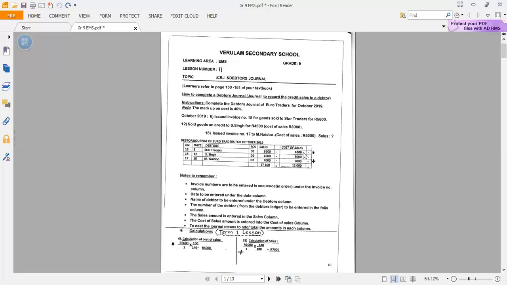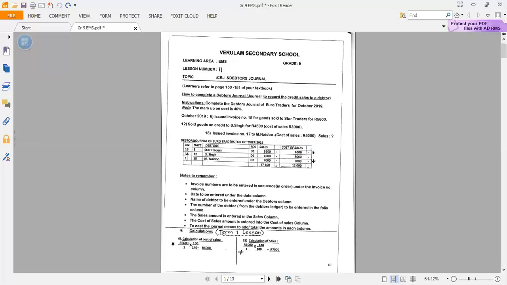Let's go on to the next transaction on the 12th. They say sold goods on credit to S. Singh for 4,500 and the cost of sale which is provided to us is 3,000 Rand. This is a direct transaction, learners.